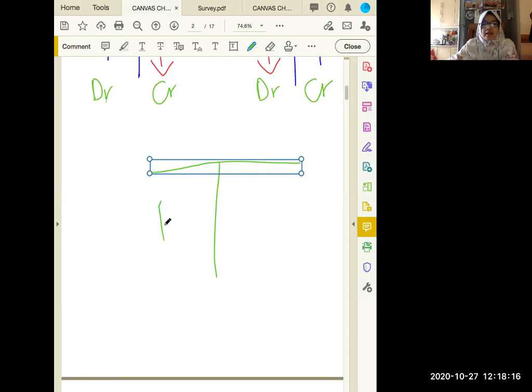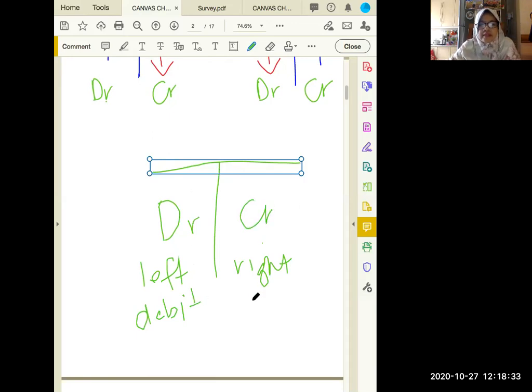So sorry, this one is the debit side, the left. Your left side and your right side. DR goes for debit, and credit here is the right side. Can you remember that? You have a T account, and a T account has a debit and a credit side. Debit is on your left side, credit is on your right side.